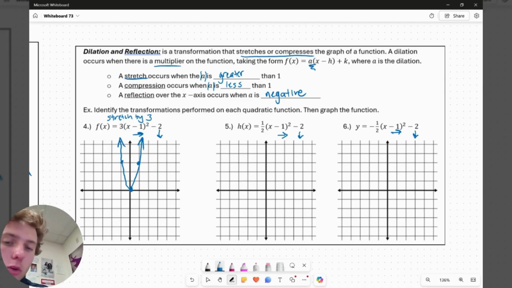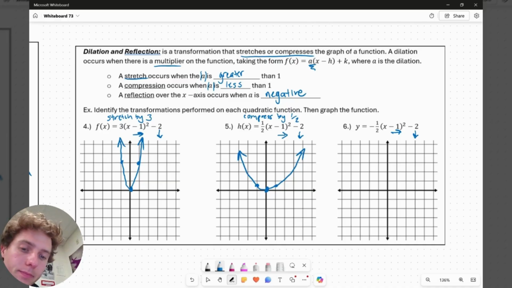But if I have a value of 1/2 instead, 1/2 is less than 1, so this is a compression. That means your graph should be getting much fatter. So taking this graph, I compress it by 1/2. This U shape now looks something like this. It's not perfect, but it is a sketch.